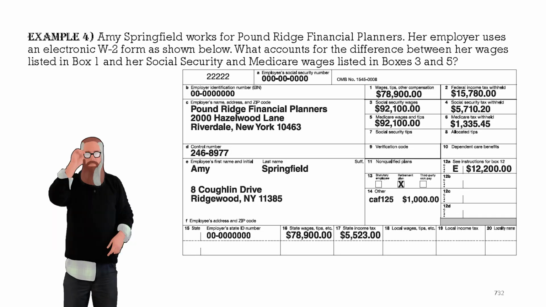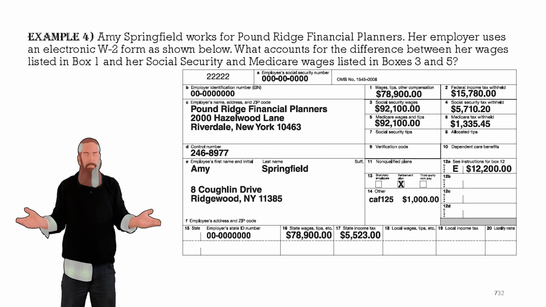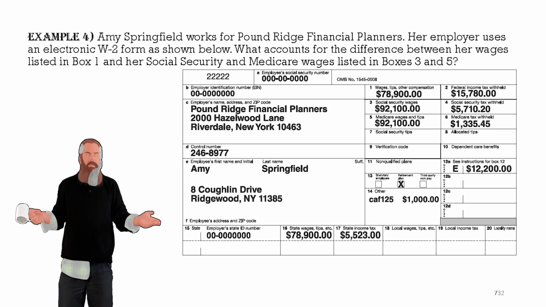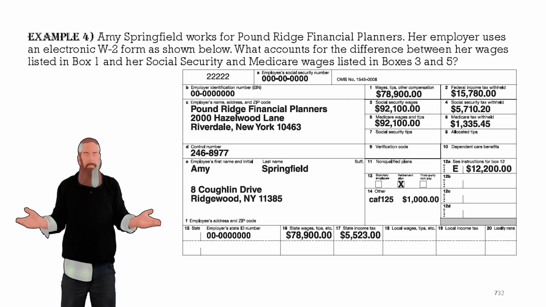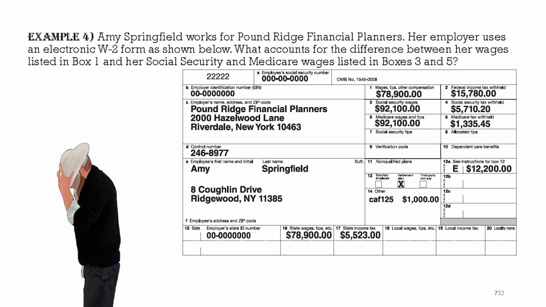Amy Springfield works for Pound Ridge Financial Planners. Her employer uses an electronic W-2 form as shown. What accounts for the difference between her wages listed in box 1 and her Social Security and Medicare wages listed in box 3 and 5?